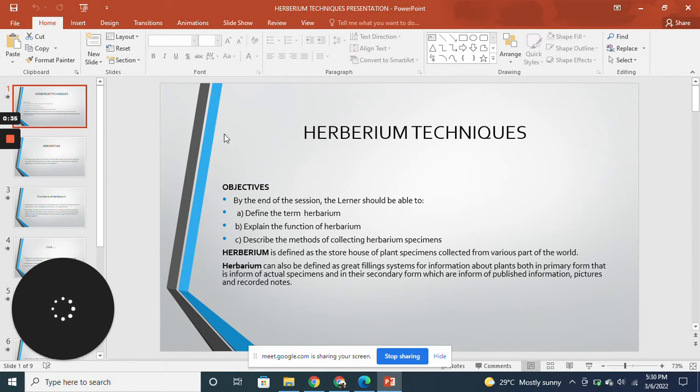Are you seeing my screen? Okay. So we are going to define the term herbarium. And Agnes, what do you understand by the term herbarium?